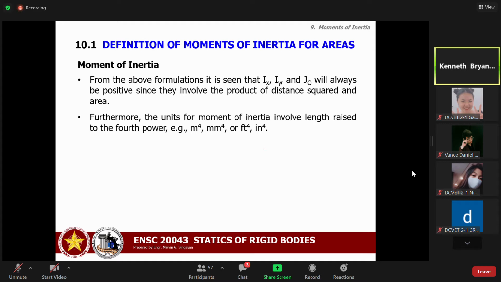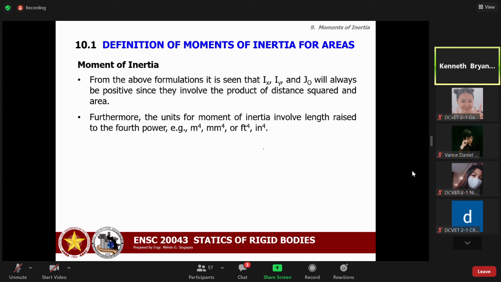Okay, meaning, since the formula for the moment of inertia is I is equal to the integral of y squared dA, that is the product of area multiplied by the square of a distance. So the unit for moment of inertia will be in the fourth power. But physically, you cannot imagine the moment of inertia.